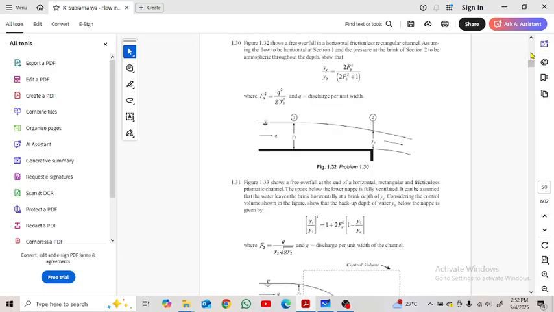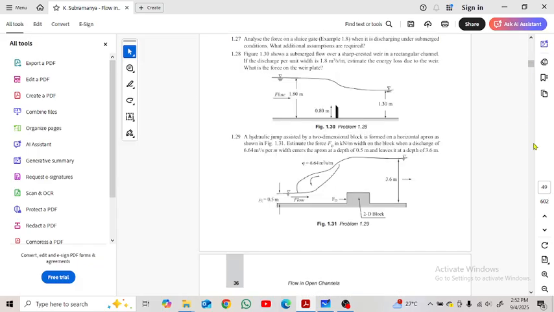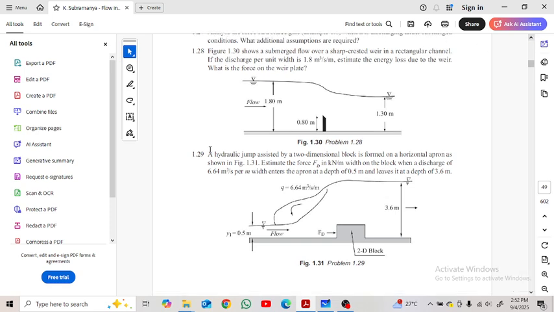This question, I have already made a video of it. This baffle block question, I have already made a video of, which is a sharp crested weir, and in this case you need to apply the energy equation as well as the momentum equation. And in this question 1.29, you have to apply the momentum principle to determine the force exerted on the baffle block. So this is also an important question. These are unasked questions in examination, so it's very important for the final exam.